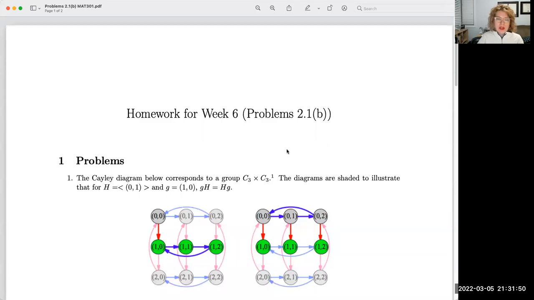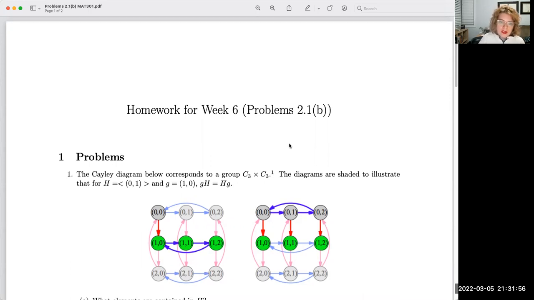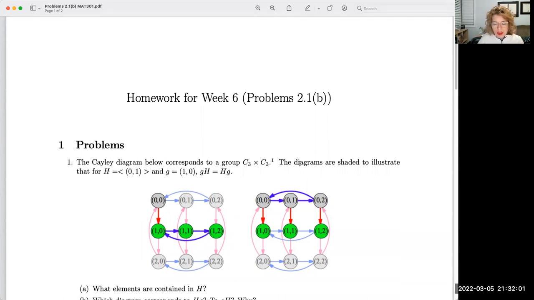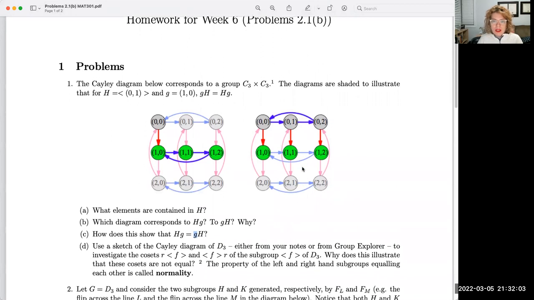Okay, so I'm going to be going over some hints and answers for this homework for week 6, which corresponds to Lagrange's theorem and Cosets. So in the first problem, it is a visual problem concerning this diagram and some other diagrams and cosets. And part A is pretty straightforward, just getting a grounding on what elements are going to be contained in H, this cyclic subgroup.